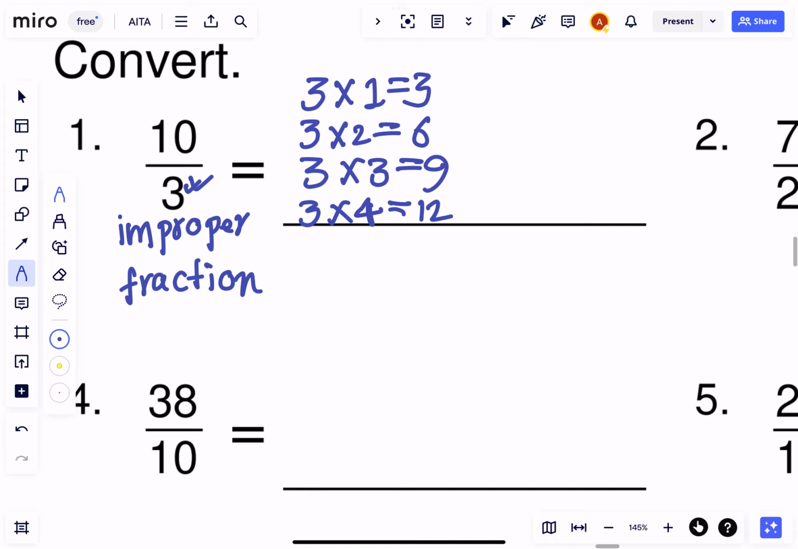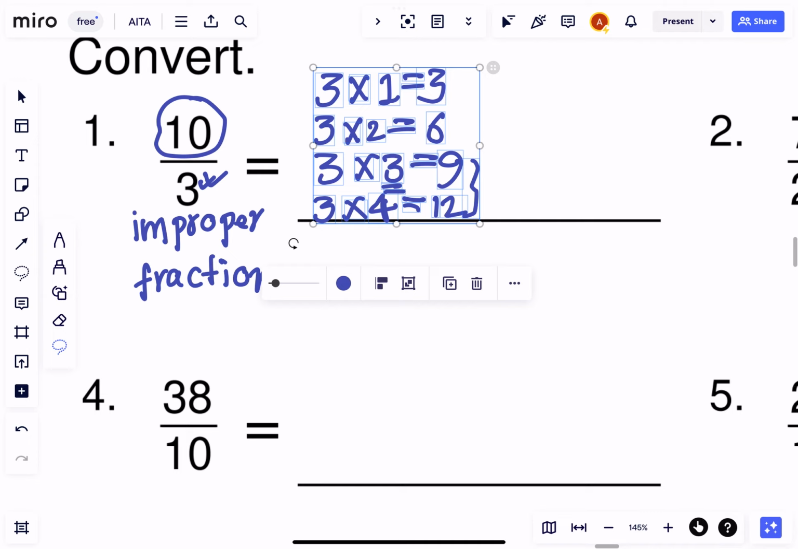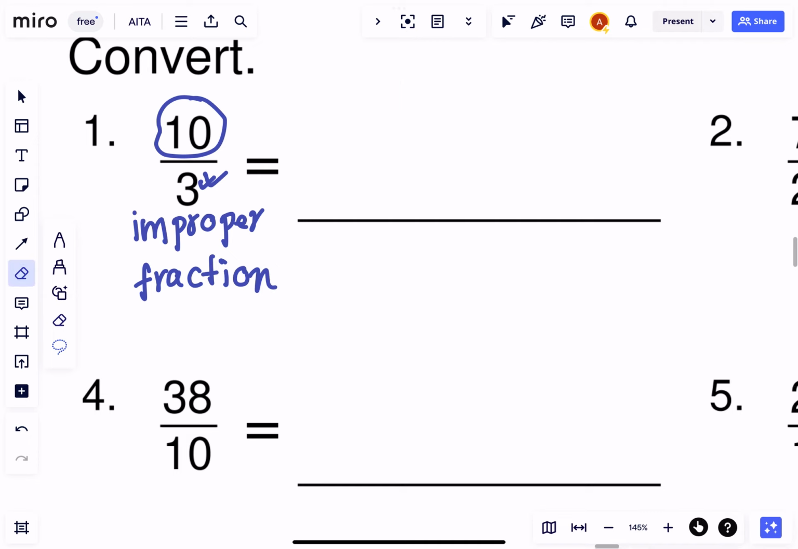Now, we need to reach 10, right? So 10 lies between 9 and 12. So it means that we can go 3 times 3 and we will get 9. Okay, so let's just do that. I'm going to clear this up for you. Right? And we say that we can go 9 upon 3, and then what remains to reach 10 is 1.